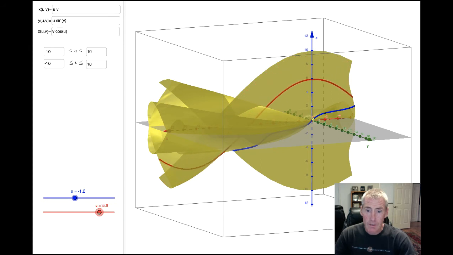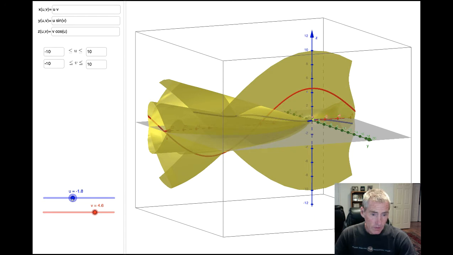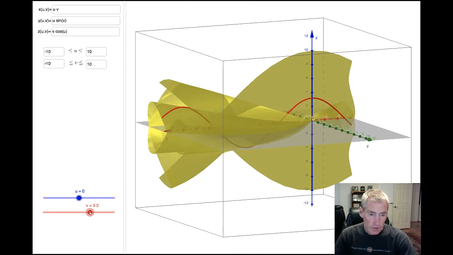Okay, now to the actual point. So what if I set the u equal to 0 and the v equal to pi? So I'm going to have to use 3.1.